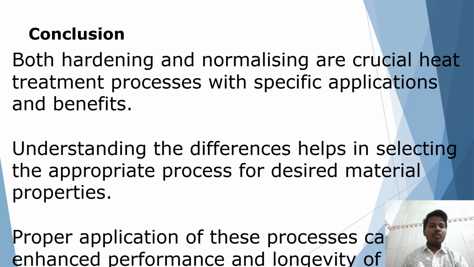To conclude, both hardening and normalizing are crucial heat treatment processes with specific applications and benefits. Understanding the differences helps in selecting the appropriate process for desired material properties. Proper application of these processes can enhance performance and longevity of life.